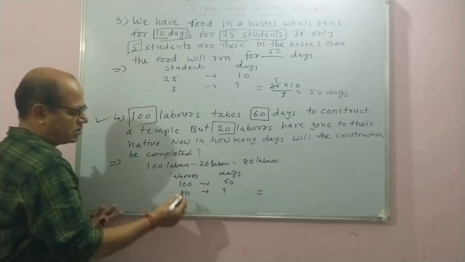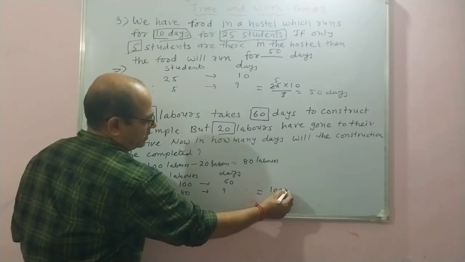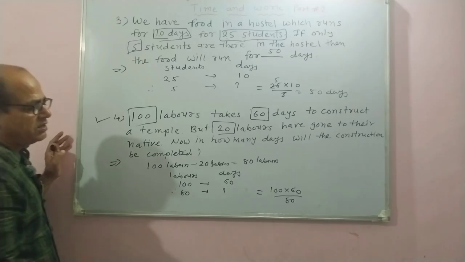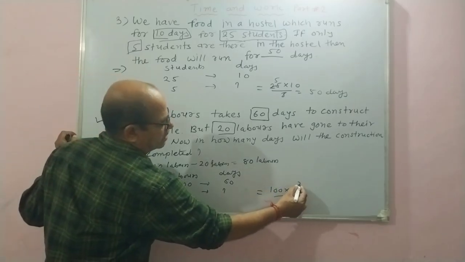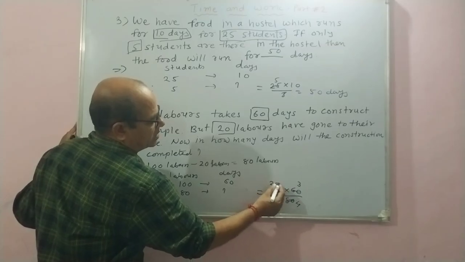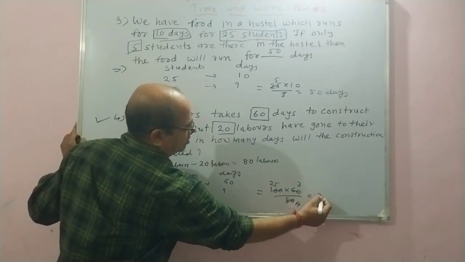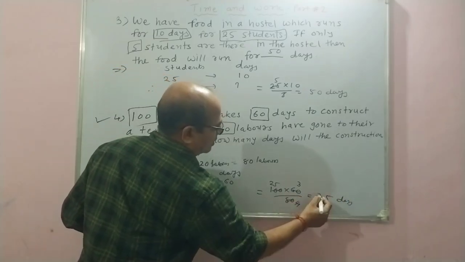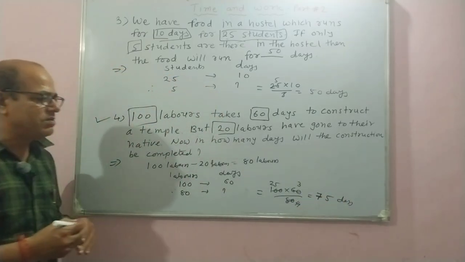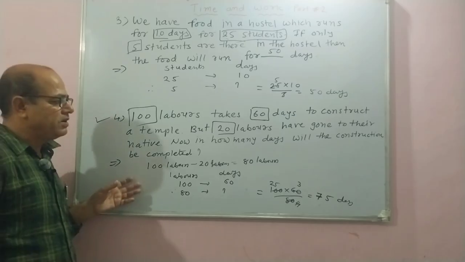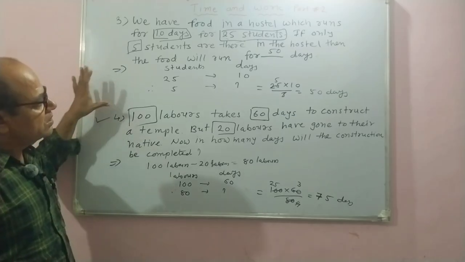Here also inverse proportion, 100 into 60 divided by 80, right? 20 is stable, 20 3s are 60 and 20 4s are 80. Here 25 4s are 100. So 25 into 3, 75 days. How much time will be taken by these laborers? 75 days. Okay. So these kinds of questions are asked in competitive exams or in the Navodaya exam.